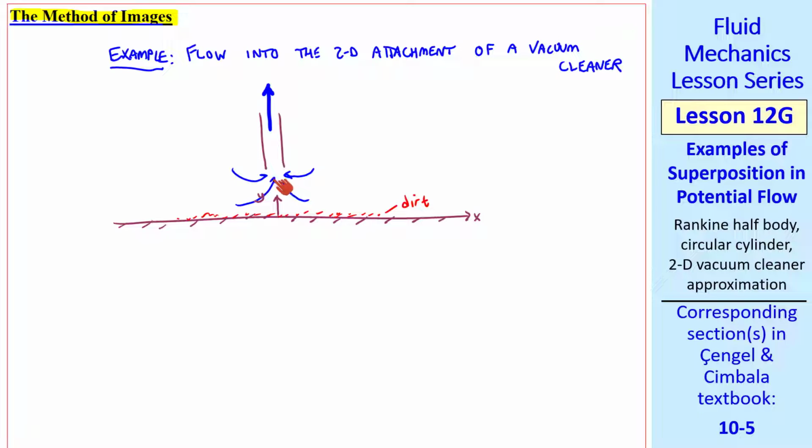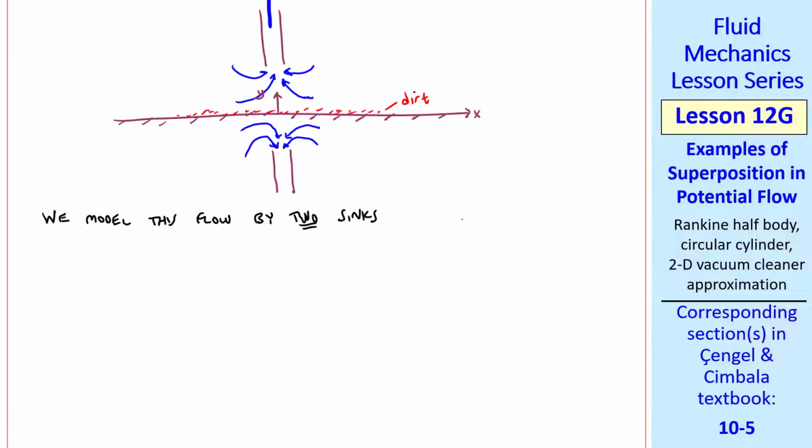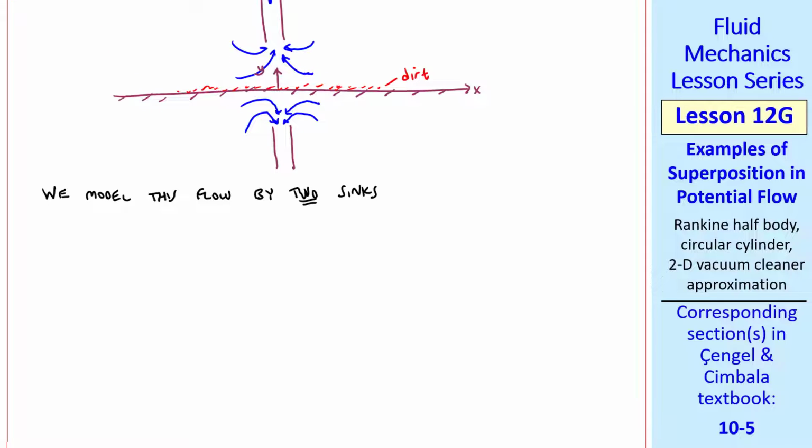Most of you probably realize that we could model this suction as a sink, but how do we deal with the wall? That's where the method of images comes in. Imagine a mirror image under the wall, where air is being sucked into an imaginary 2D attachment under the wall. We model this flow by two sinks, one for the actual vacuum and one for this image vacuum. Here's our, quote, real sink, and here's our image sink.